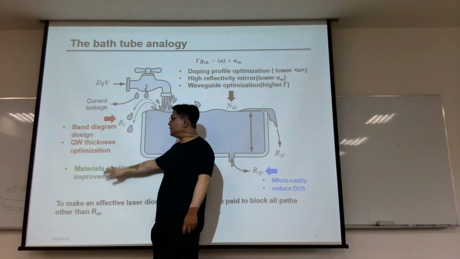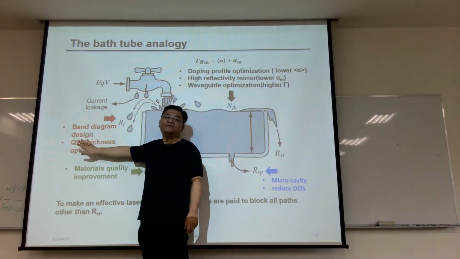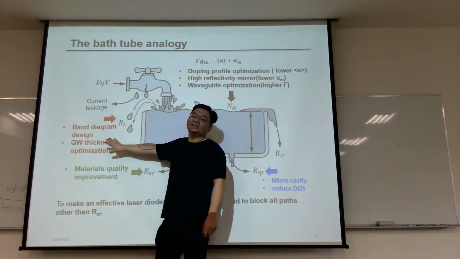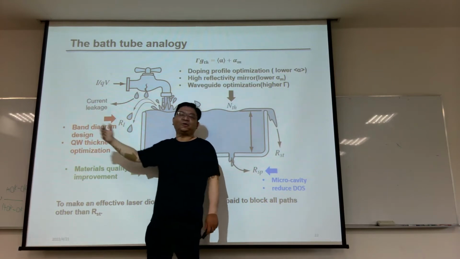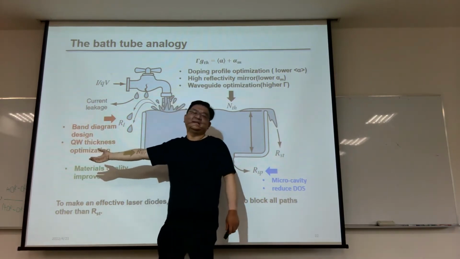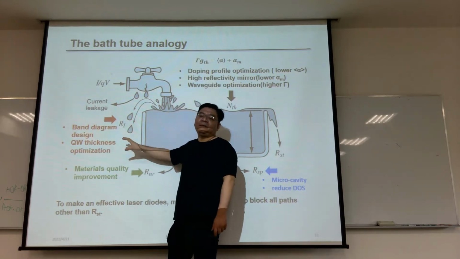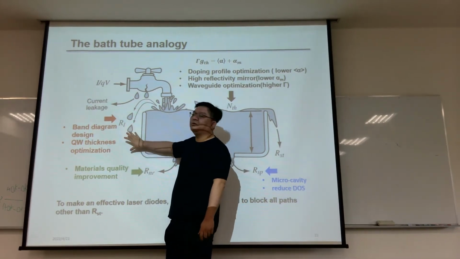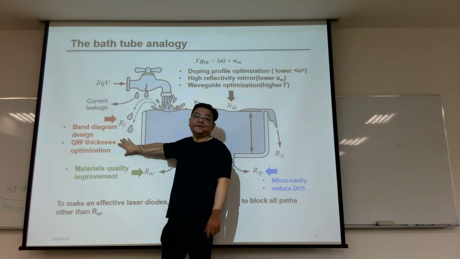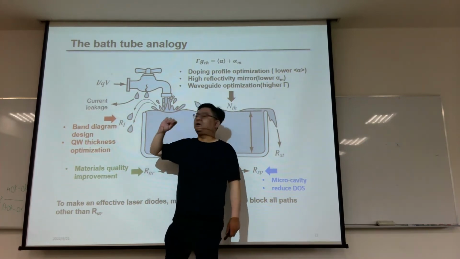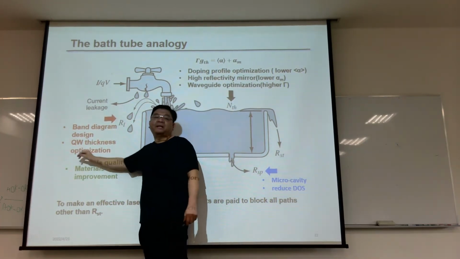But you also don't want the quantum well to be too thick. Because in the extreme case, it will be a double heterostructure laser. Or from another perspective, if the quantum well is thick, that means it will make it more difficult to fill this tank. Okay, so this is also an optimization issue.